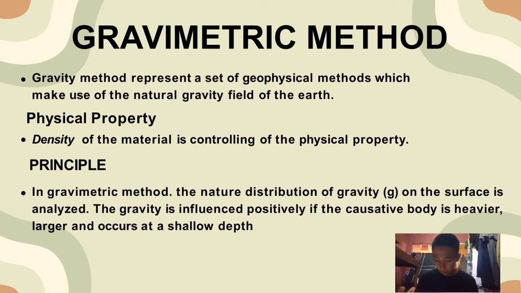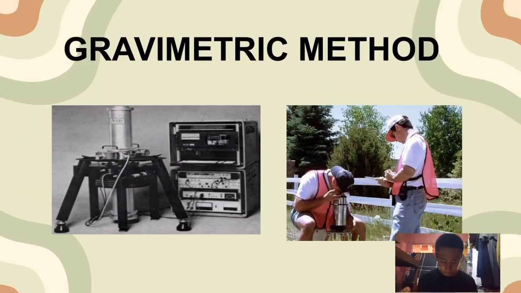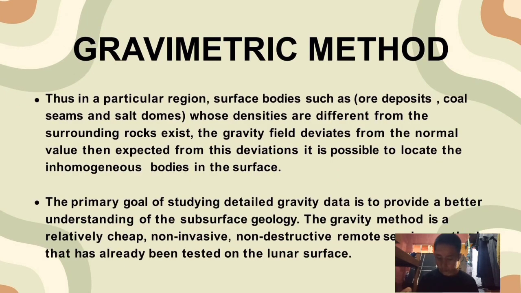Principle. In the gravimetric method, the natural distribution of gravity g on the surface is analyzed. The gravity influence is positive if the causative body is heavier, larger, and occurs at a shallow depth. The principle behind the gravimetric method is that the mass of an ion in a pure compound can be determined and later used to find the mass percent of the same ion in a known quantity of the impure compound.